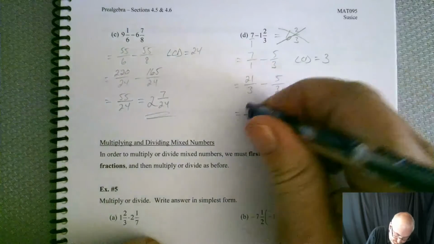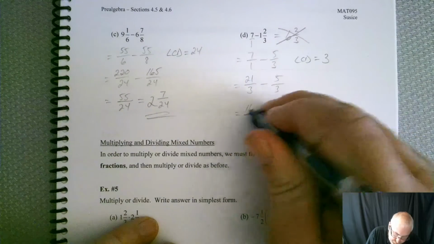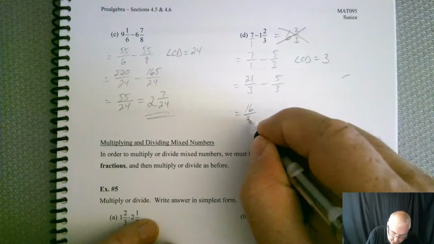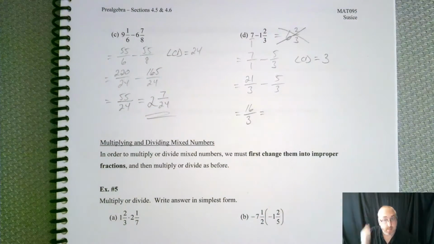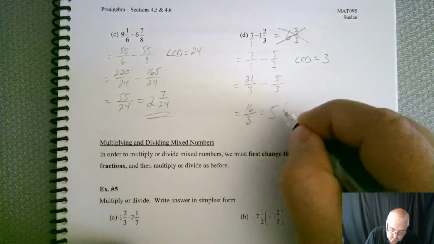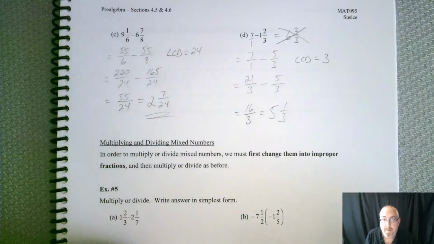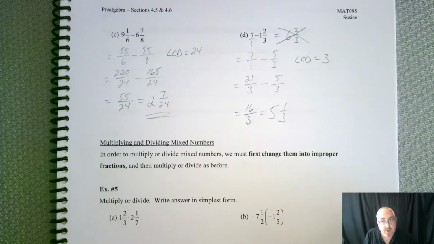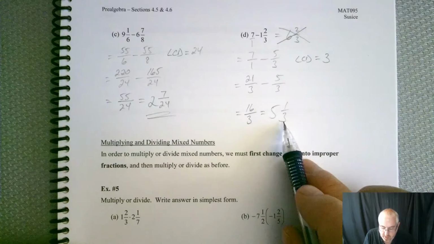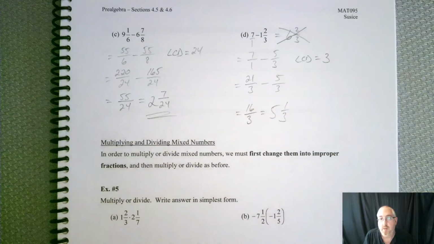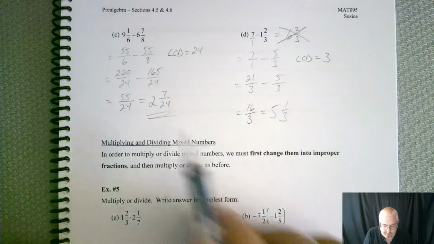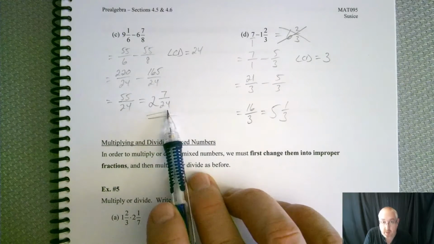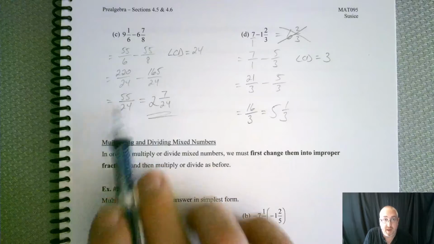Whoops. 16 over 3, which equals 5 1/3. Now remember, if you're not 100% sure if you're changing it right, just change it back real quick. 5 times 3 is 15, plus 1 is 16. So we're good. That's always the check with these problems. Same thing over here. 2 times 24 is 48, plus 7 is 55.